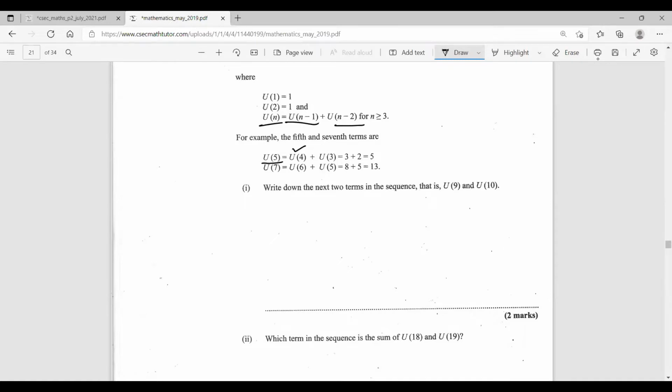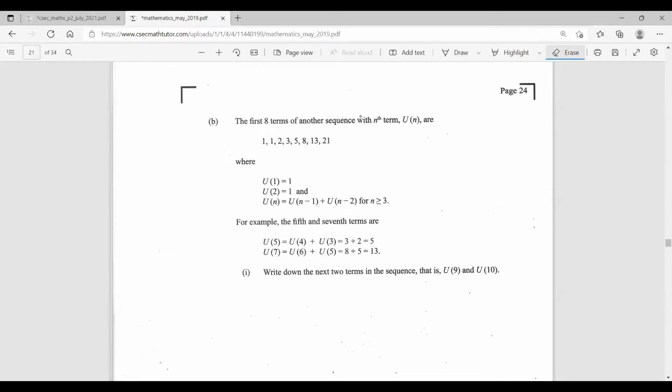So one term before U5 is U4. You're with me? Yeah. And two terms before U5 is U3. Remember, it's one term and then two terms. You're with me? Yes, miss. Anakin? Yeah, miss. I was here to do the U7. Right. You want to see me do this U7? The U7. Right, U6 and U5.